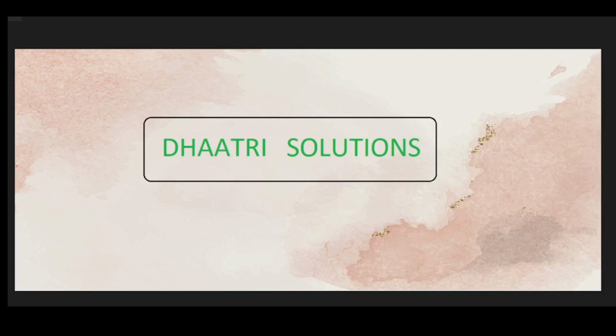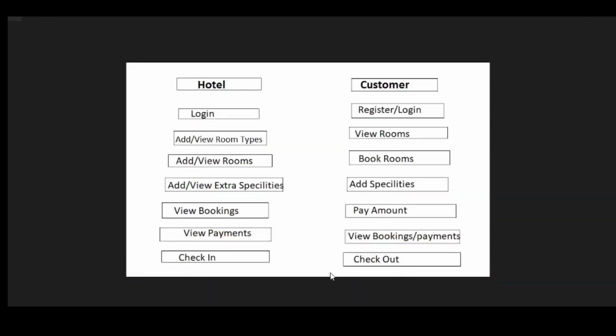Then we can see the flow of this website. This is the flow. In this website we have two modules, hotel and customer. Hotel logs in with default credentials like username and password, and hotel can add the room types like queen rooms, king rooms and so on. And then hotel can view the added room types, and hotel can add rooms for room types and view the rooms. Hotel can add the extra specialties like spa, swimming pools and so on, and view the added facilities.